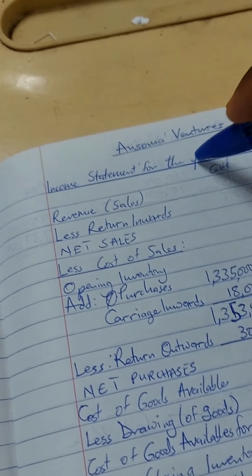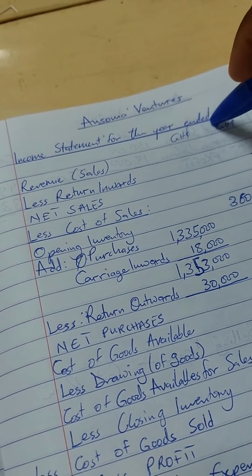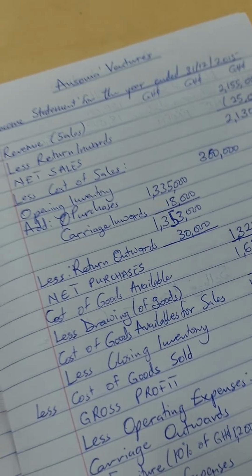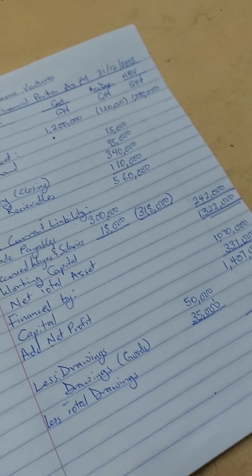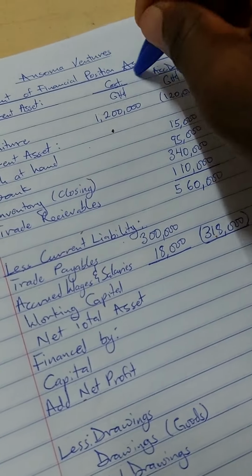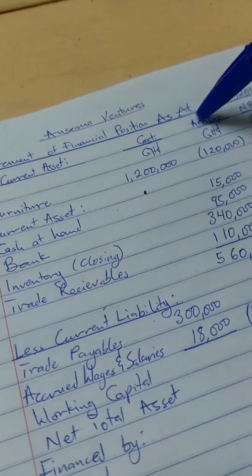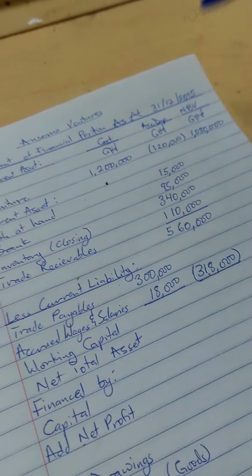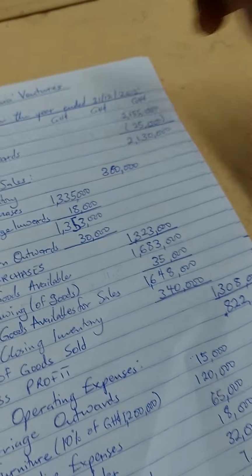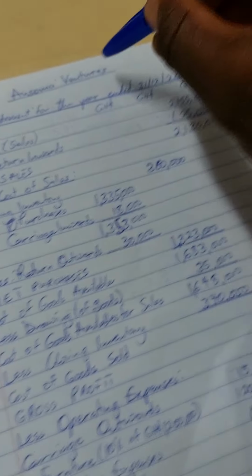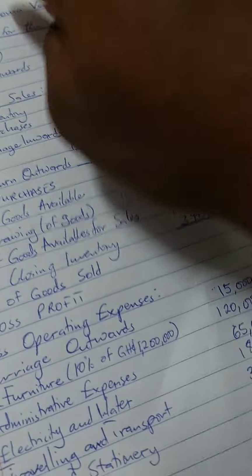For an income statement, you write "for the year ended" because you are finding the profit for just that year. But for the statement of financial position, you are finding the position of the firm as at that date. That's why the statement of financial position is as at 31st December 2015, and the income statement is for the year ended 31st December 2015. So talking of that, the formula for profit is selling price minus cost price.